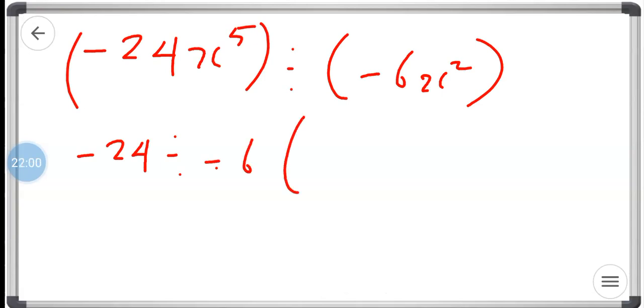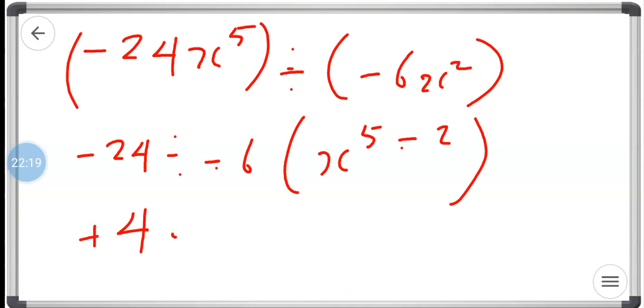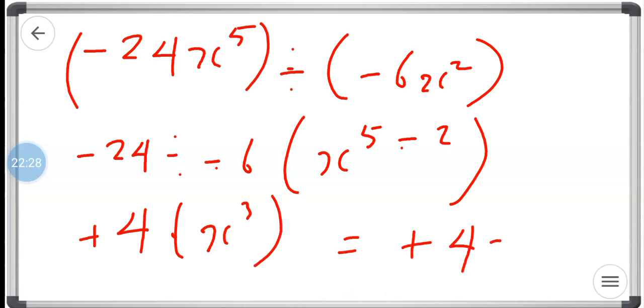Then in brackets, you can see we have x raised to 5 and x raised to 2. So I'll say x raised to 5, and division changes to subtraction, that's minus 2. Now minus 24 divided by minus 6 will give us positive 4, into x raised to 5 minus 2, that is x raised to 3. So this implies plus 4x raised to power 3, and that's the final answer to that question.